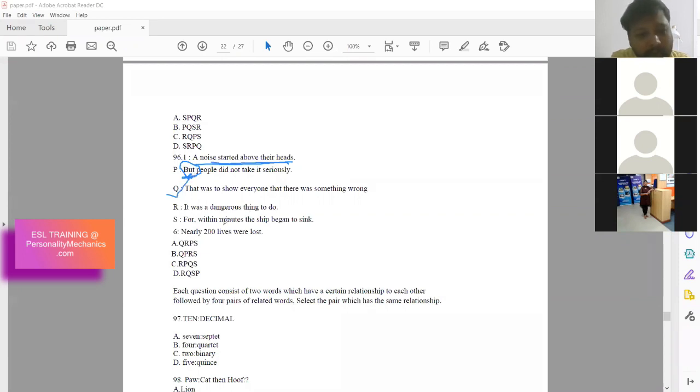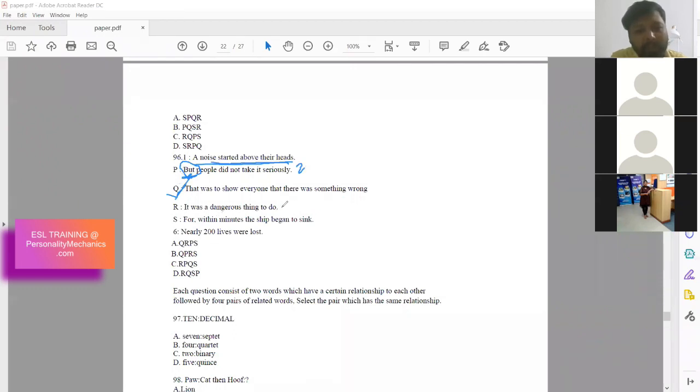It was a dangerous thing to do. Okay, so yeah, so this is the second sentence. Next is, for minutes she began to sing. Okay, but people did not take it seriously. This should be the second sentence, right? So this gives us Q, P.